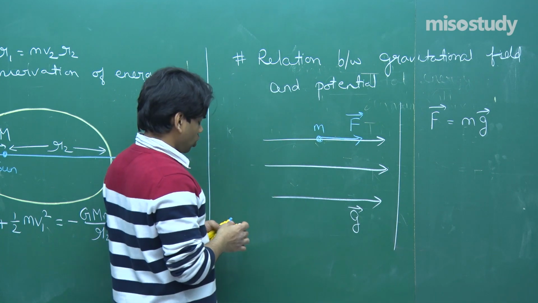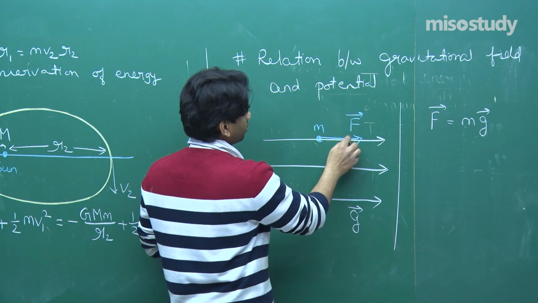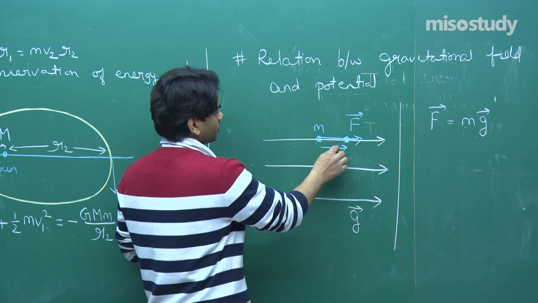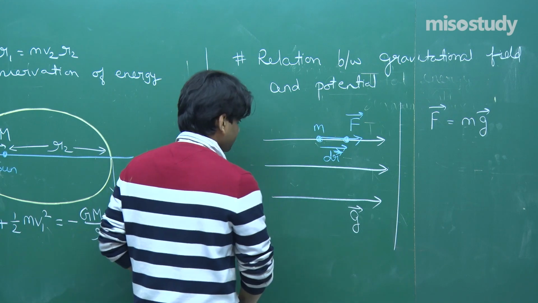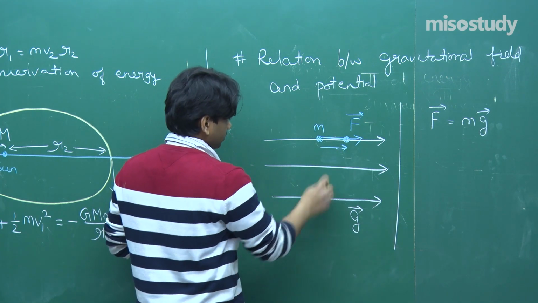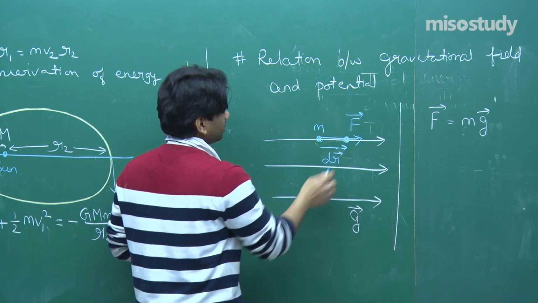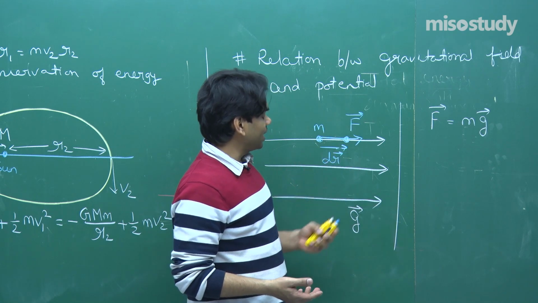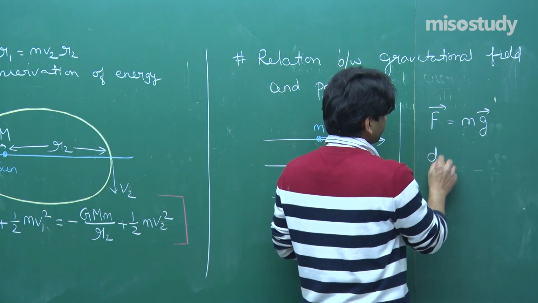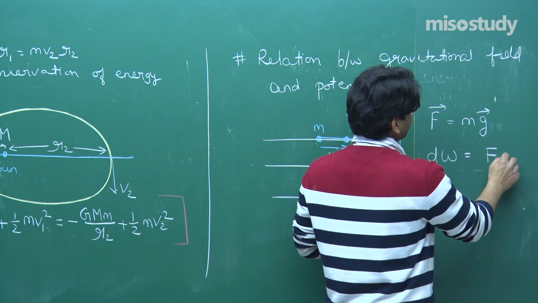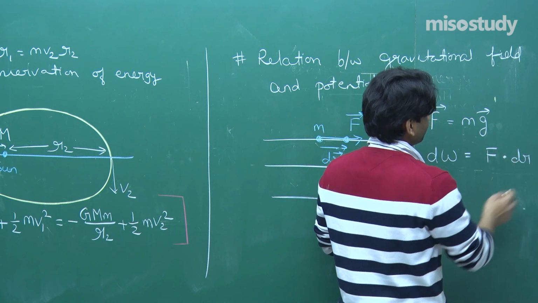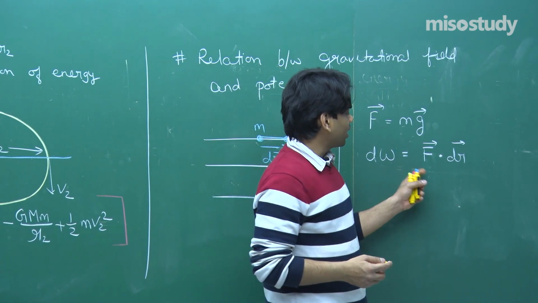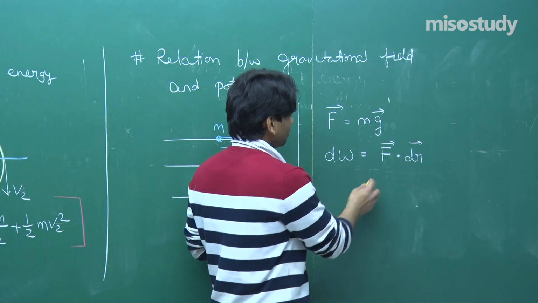Now, if I displace this object slightly from this position by a small distance dr, hope that you can clearly see this distance is dr. Hence, the work done by this internal gravitational force will be equal to F dot dr. This is what we know, work done by internal forces. Now, F dot dr will be given as mg dot dr.